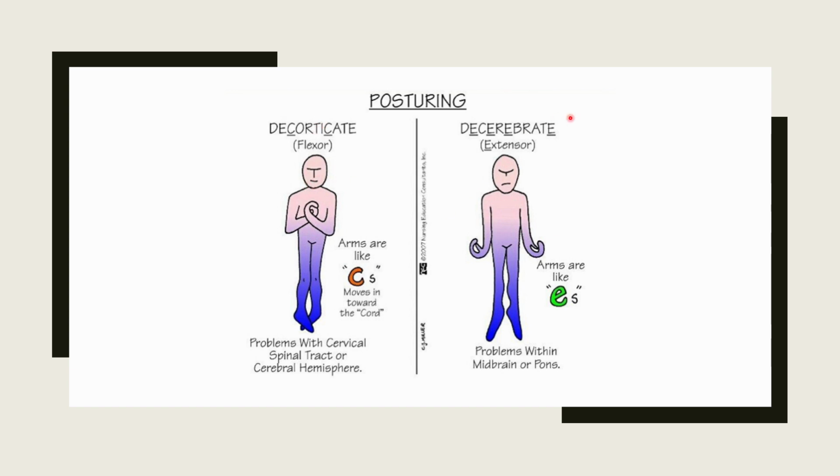Okay? And remember the decerebrate, the extensor, remember all the E's, extensor, that's the worst kind. Even the arms are like an E, it's to the side, but they're flexed out. So these are problems within the midbrain or the pons.